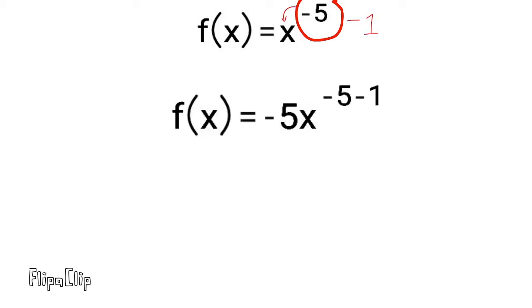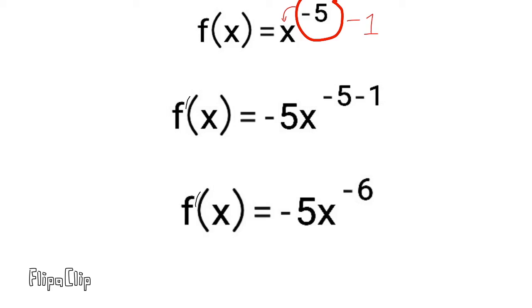Let's have another example. f of x is equal to x raised to the power of negative 5. Oh no, negative power. There's nothing to worry about. Same process. Multiply the exponent and subtract from the exponent. So we'll have negative 5x raised to the power of negative 5 minus 1, and it will become negative 5x raised to the power of negative 6, and that is our final answer.